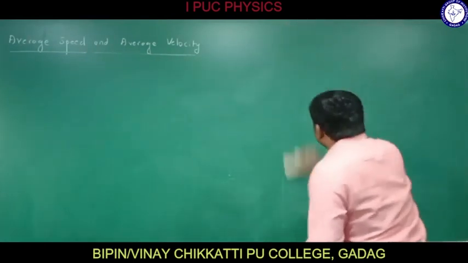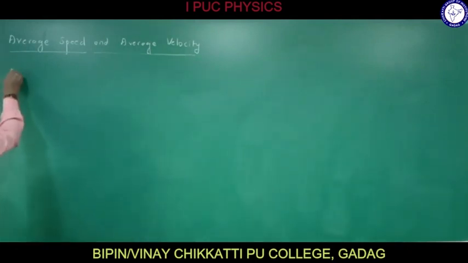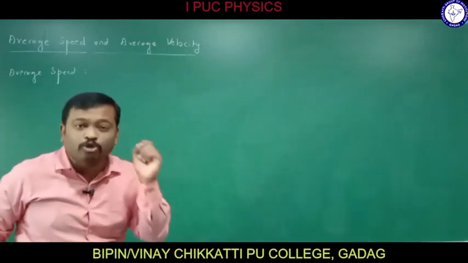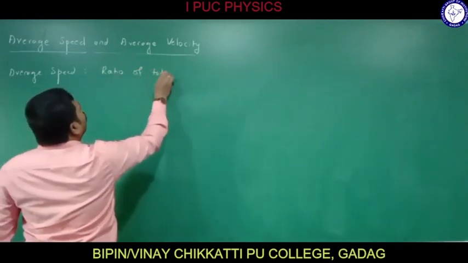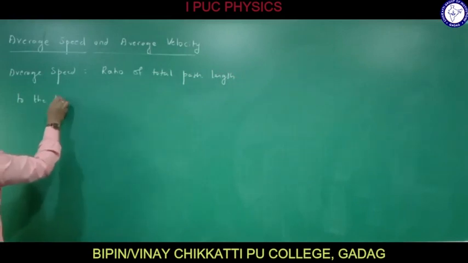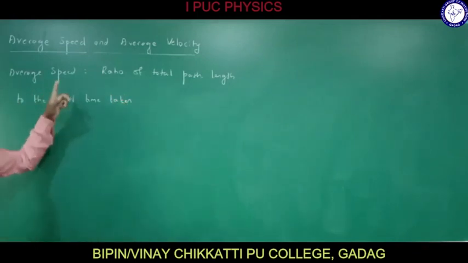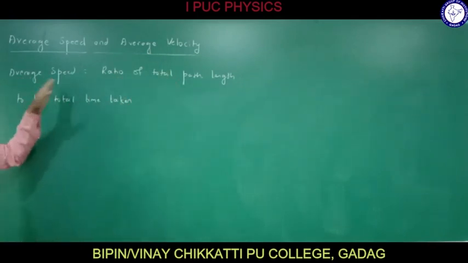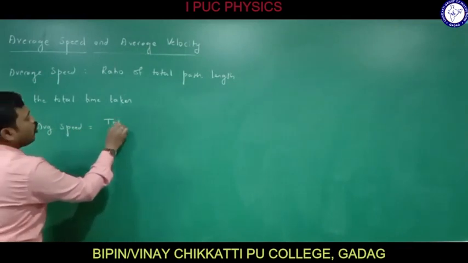You need to study average speed and average velocity. Let us understand these two in detail now. What is average speed? Whenever we talk about the average, we speak about totals. So the average speed is the ratio of total path length to the total time taken. We know that speed is path length divided by time taken. If you take the ratio of total path length to the total time taken, that quantity is called average speed.